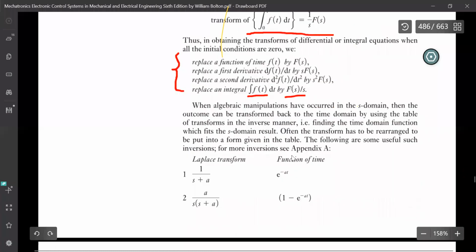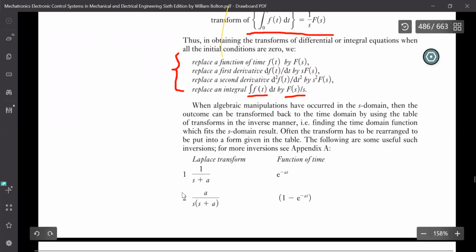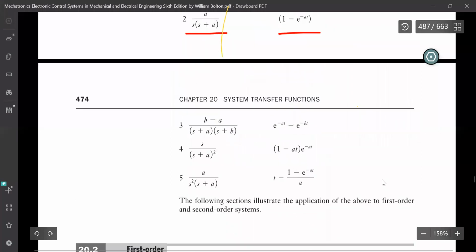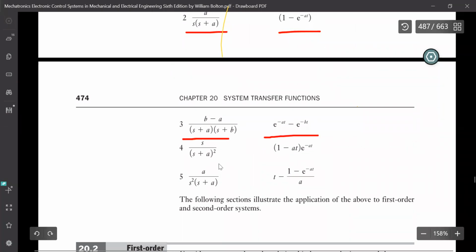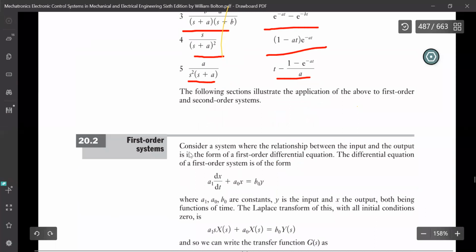Okay. Now, after getting your output, because your output is in the form of a Laplace transform, definitely you want to convert it into some meaningful form, that is, in terms of time. So you have to take an inverse of the Laplace transform. If you have a Laplace transform in this form, then its inverse would be e raised to the minus at. If it is in the form of this, then this is a function of time. Similarly, you have these formulas. So these are the inverse formulas. You should remember that.